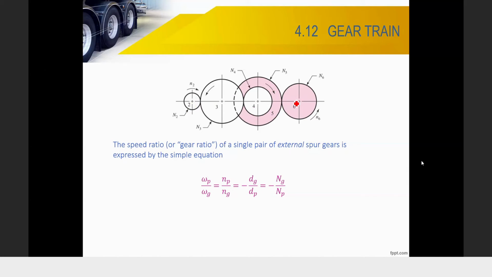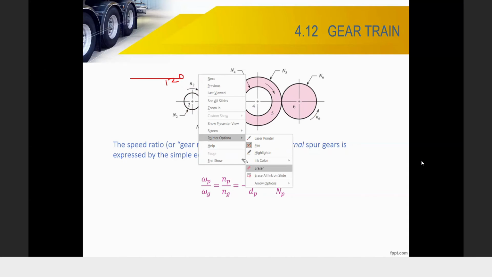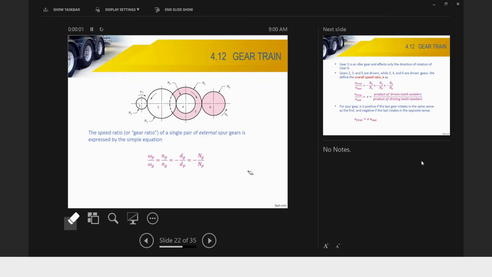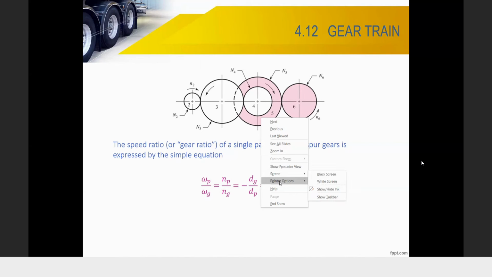If you have a gear train like this, sometimes the question will ask you what is the speed. Given input N2, from the motor, they set you 1200 RPM. Normally in your test 1, they ask you N2, given N2 1200 RPM. So what is the speed of this gear 6? You have to know the equation. So the equation is like this, guys.